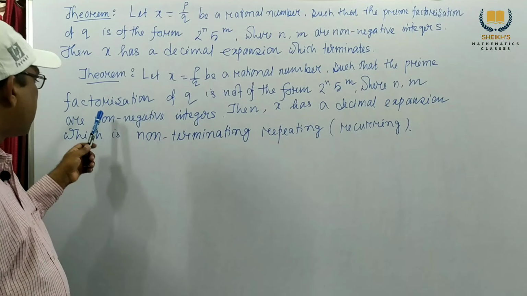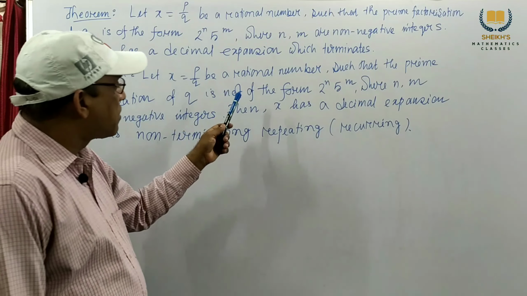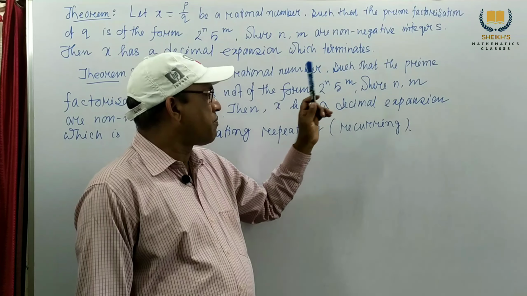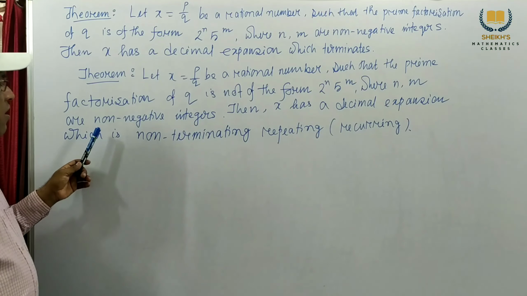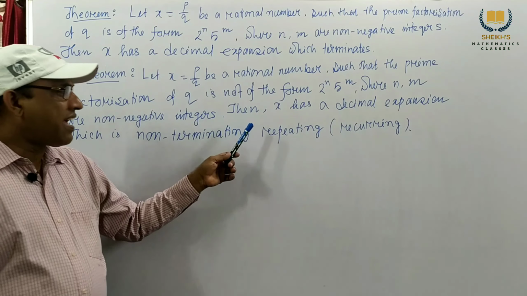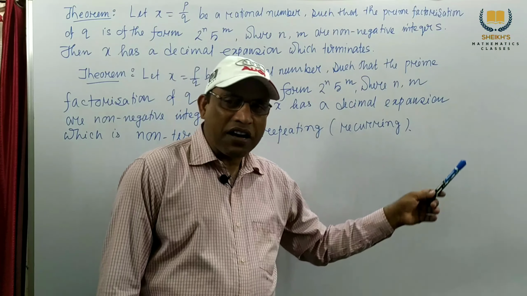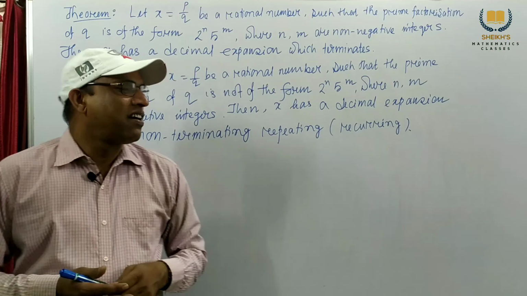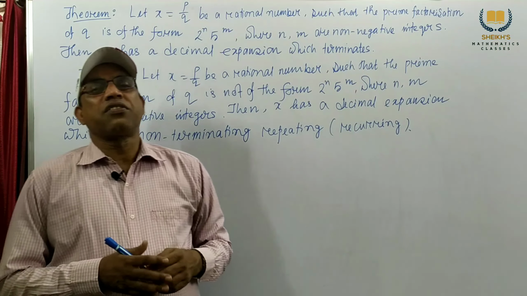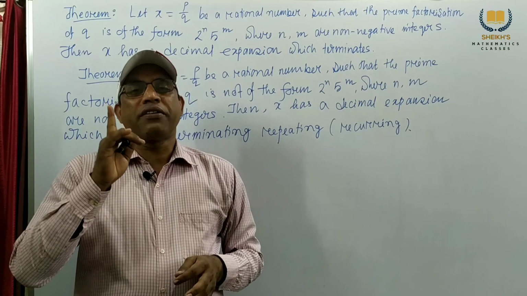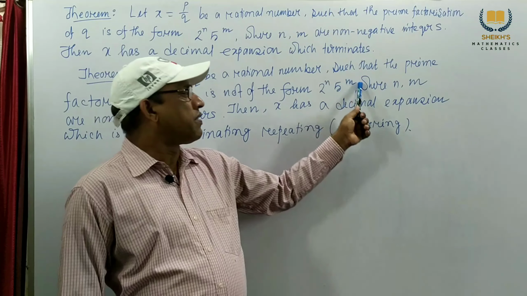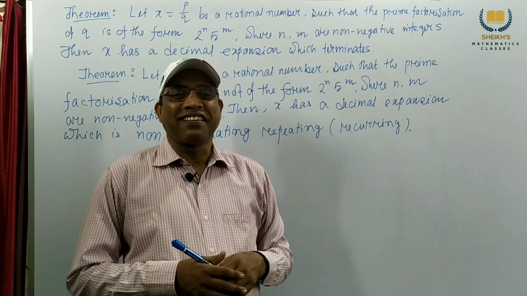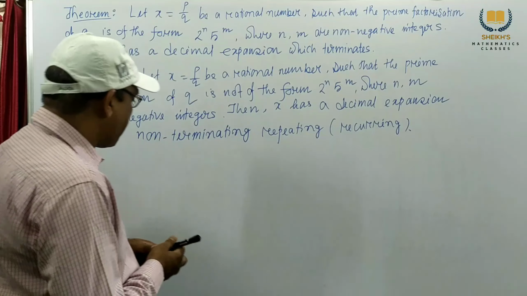that the prime factorization of q is not of the form this. If the denominator is not of the form 2 to the power n, 5 to the power m, where n, m are non-negative integers, then x has a decimal expansion which is non-terminating, repeating or recurring. So if the denominator is neither of this form, then the decimal number is non-terminating.